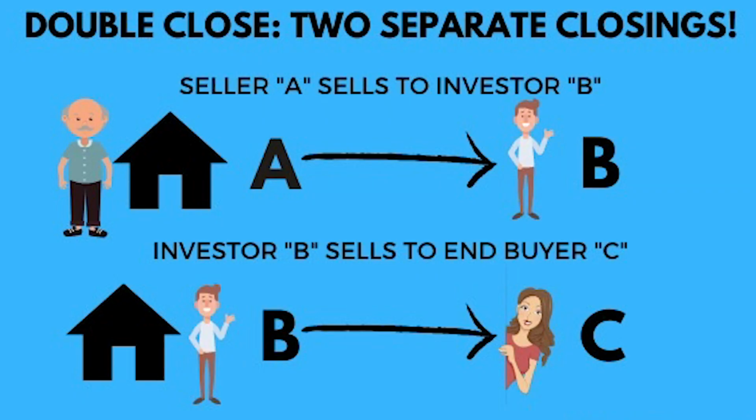In a double close, you sign a contract with the initial seller and you take ownership of that property, which means you have to pay the closing costs. Then you would sign another contract with the end buyer and pay the closing costs on that deal as well. The benefit of this is both parties won't see exactly how much you're making in the deal. So you need to decide between the assignment of contract or the double close.